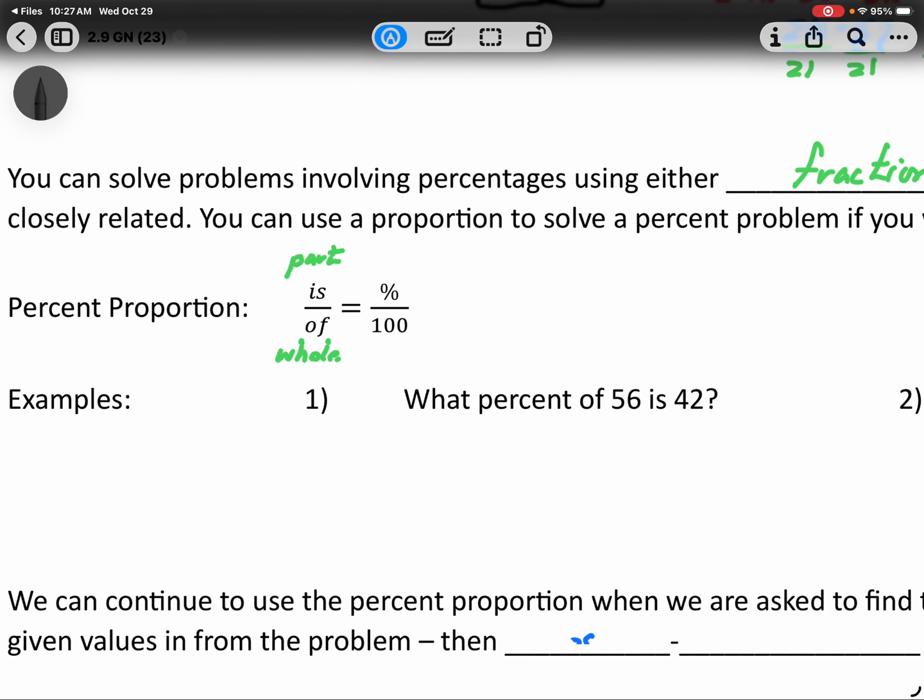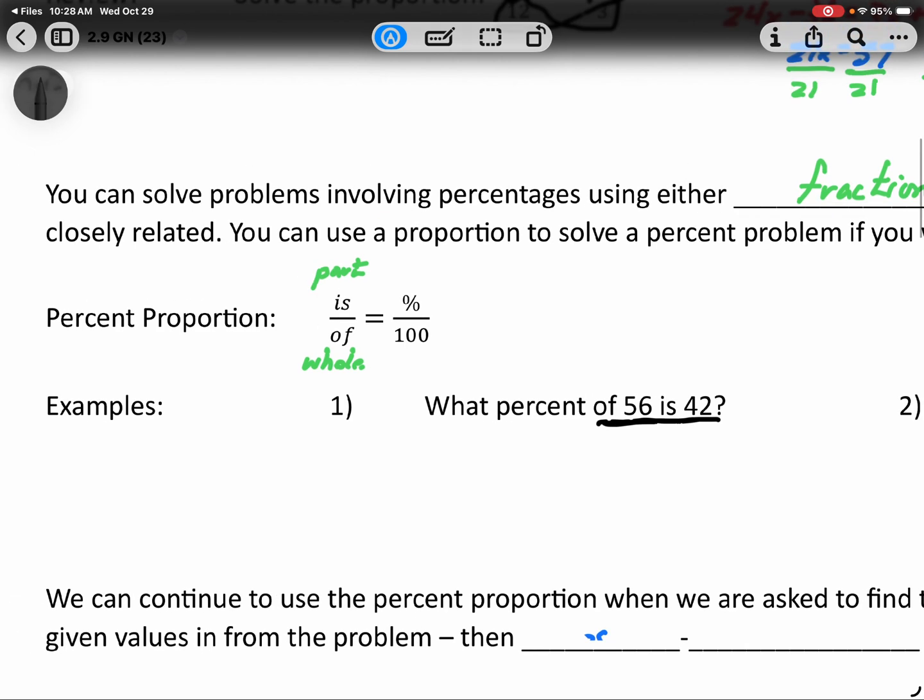So we know what percent, we're trying to figure out percent with these two examples. Okay, so I know the right side is going to be x over 100. But now I've got to figure out how to make logic and sense of this. It says, what percent of 56 is 42? So this tells me my is value is 42, and my of is 56, and I set that equal to what I'm trying to find, which in this case is my percent. I set that as x over 100.